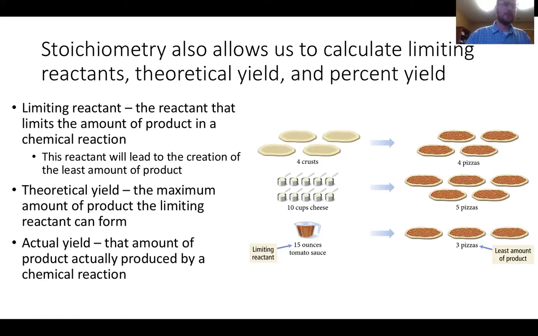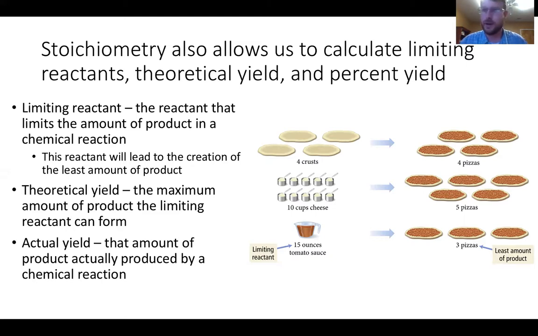We're going to use, and your book uses, this example. I like this example because it's really straightforward as to what a limiting reagent is. So let's say in our pizza that it takes one crust to make one pizza. It takes 2 cups of cheese on one pizza, and it takes 5 ounces of tomato sauce per pizza. Right now we have our list of ingredients on there. We see the crust, the cheese, and the tomato sauce. So it takes 1 crust to make 1 pizza.